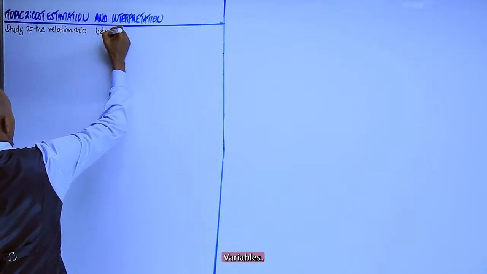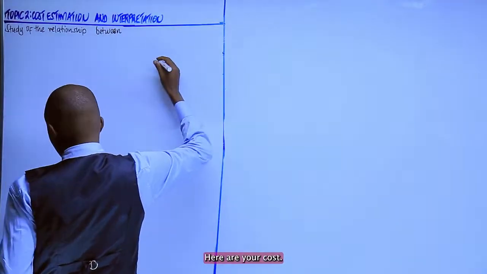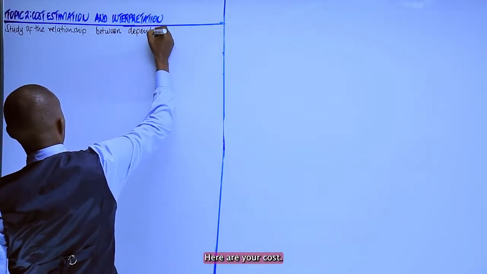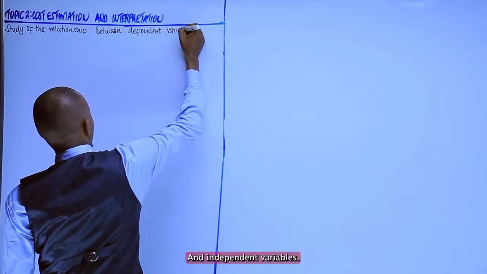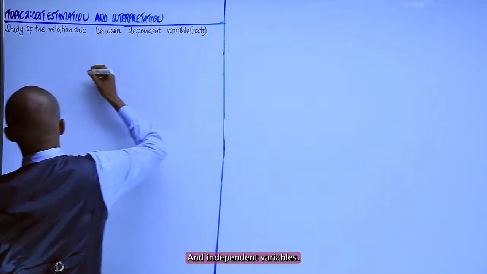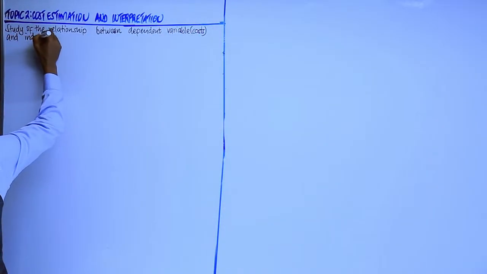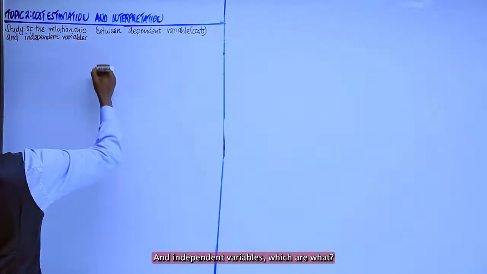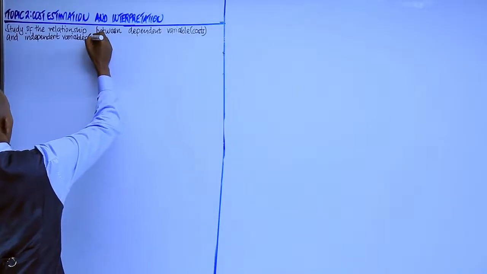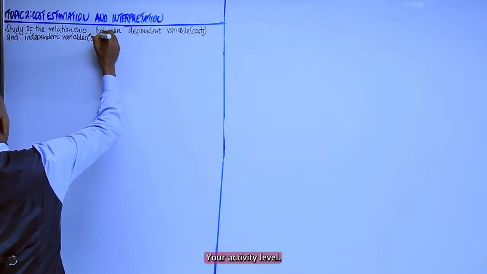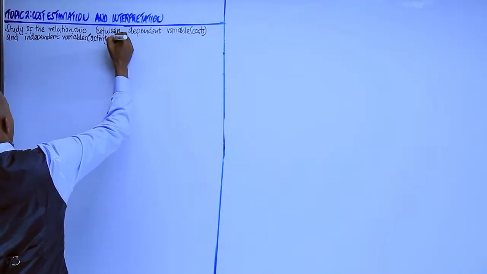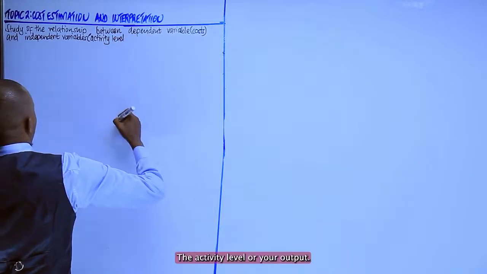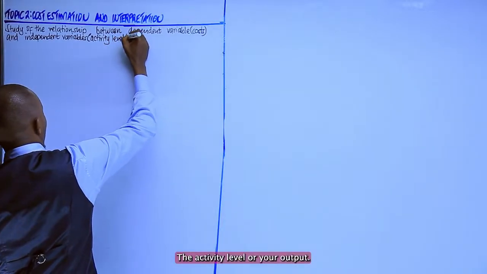Now, cost estimation here simply is the study of the relationship between dependent and independent variables. Dependent variables here are your costs, and independent variables are your activity level, or your output.